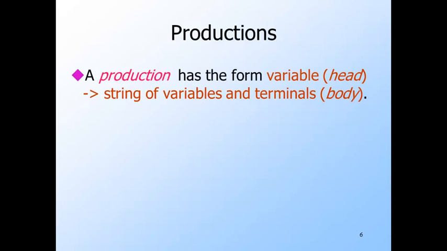The productions of the grammar, which are akin to the transition function of an automaton, have the form of a variable on the left, sometimes called the head, an arrow, and a string of 0 or more symbols which can be terminals or variables. These are sometimes called the body of the production.